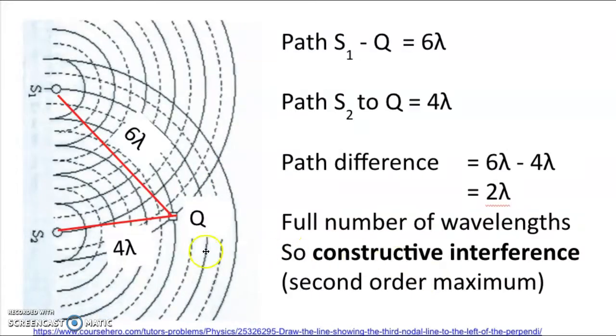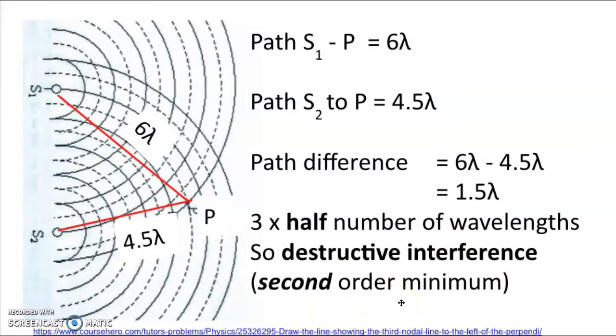So if I have a look at an example here, we're going from source 1 to Q, source 2 to Q. It's 6 wavelengths to Q from source 1, 4 wavelengths to Q from source 2. So in that case, the path difference would be 6 minus 4, 2 wavelengths. It's a full number of wavelengths, so you get constructive interference. And because it's 2 wavelengths, it would be the second order maximum.